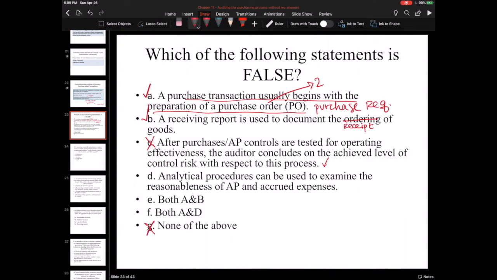And D, analytical procedures can be used to examine the reasonableness of AP and accrued expenses. So yeah, again, there's nothing wrong with this statement, and this statement can really be made about any balance sheet account. It's not special with respect to AP and accrued expenses. So not a false statement, so I can eliminate that, and I can go with E, which is the correct answer.